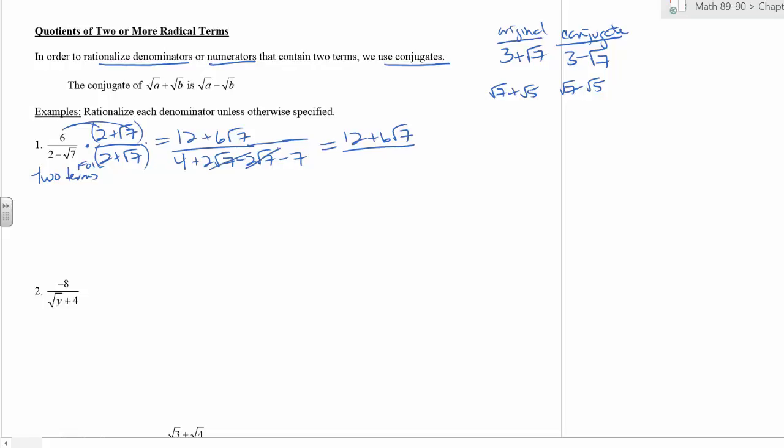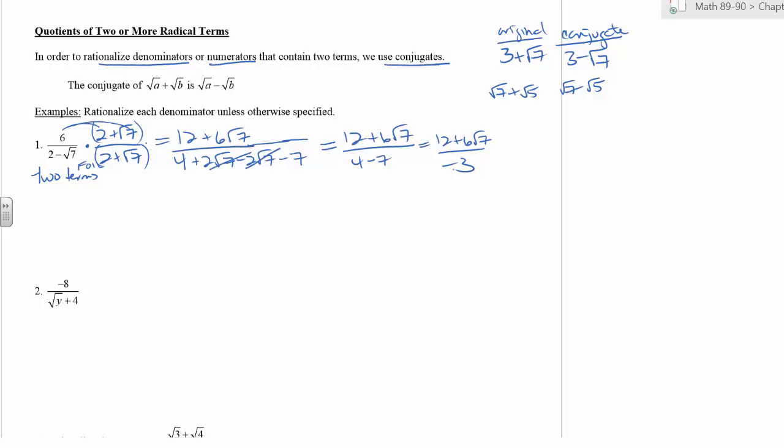That's why we like conjugates. It always creates these inner and outer terms that cancel. A difference of 2 squares basically is what's happening. And so you just end up with 4 minus 7 on bottom, which is negative 3, so 12 plus 6 square roots of 7 over negative 3. Now you're not done yet, because we can reduce this fraction.